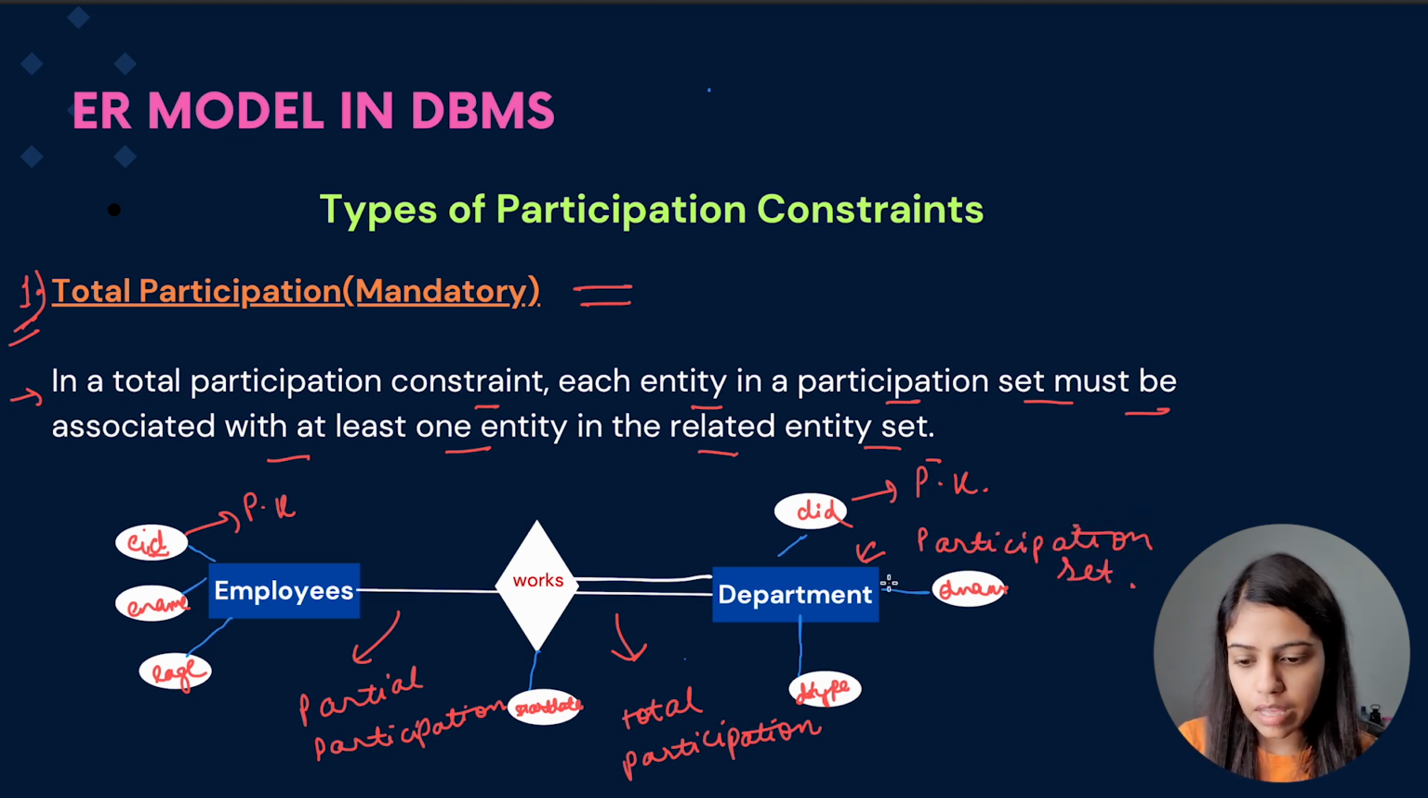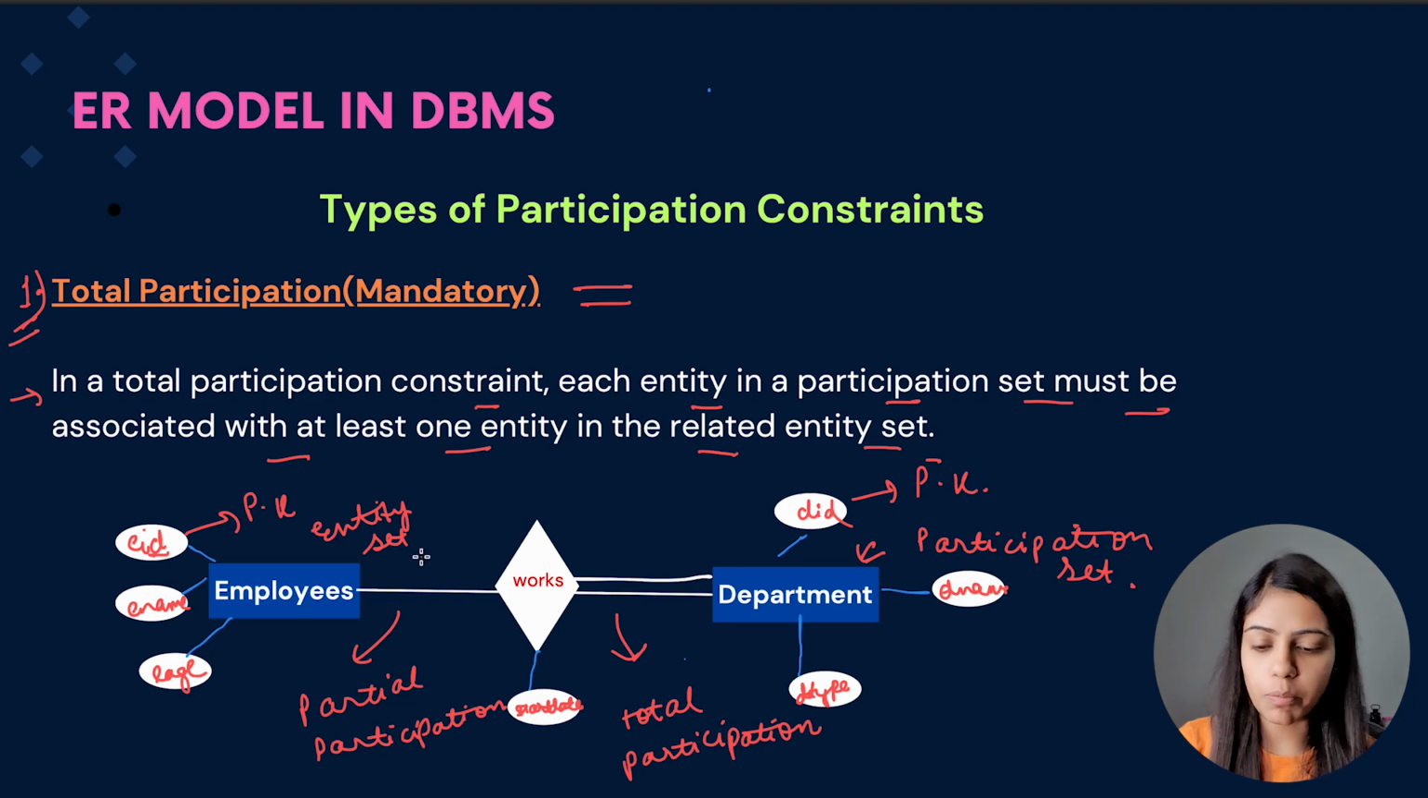And this is the related entity set, when we are seeing from the department point of view. So whenever we are seeing from the department point of view, department is the participation set and employees is the entity set. Now here you can see there are two entities, employees and department. Employees have some attributes or characteristics in which EID is the primary key. Department also has some attributes and characteristics in which department ID is the primary key.